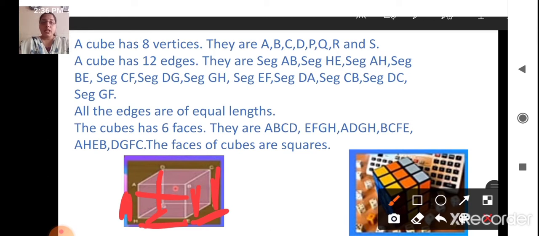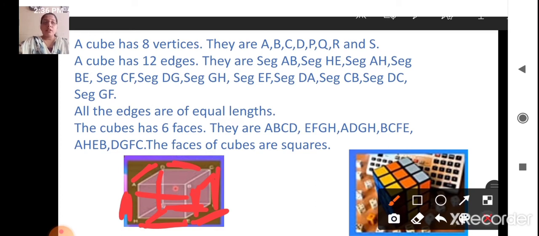This is D and this is A. Next is CB. You can also take it as CD, yeah, DC. Okay. And one last is left, that is GH, the inside one. So in all, a cube has 12 edges. It has 8 vertices. Okay. And the cube also has 6 faces.